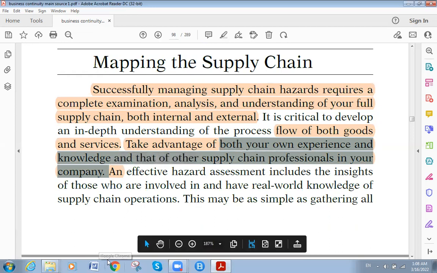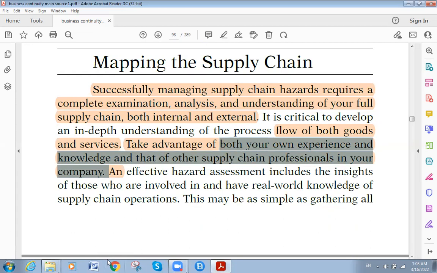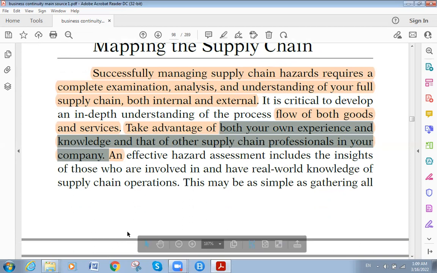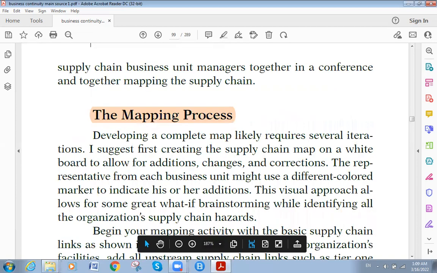So to have a good image about the problems of the supply chain or the risk associated with your supply chain, when you try to take information and make a decision, make it based on the participation of all the departments, including the supply chain department. Let them participate in the decision making as well and in assessing the risk.